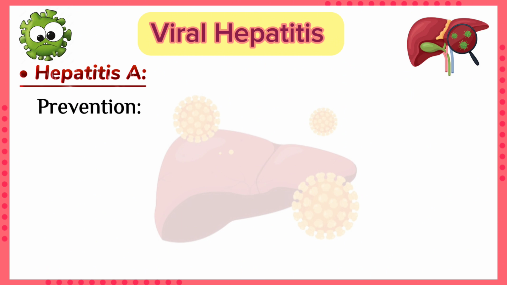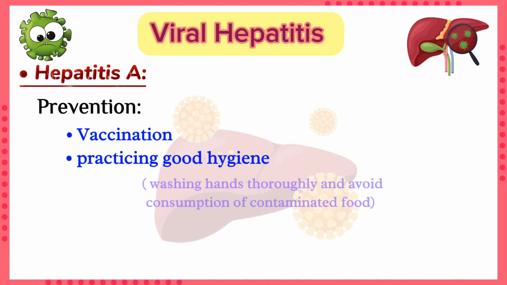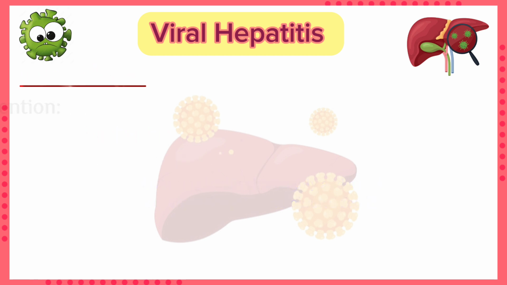Prevention. The best way to prevent hepatitis A is through vaccination. Additionally, practicing good hygiene such as washing hands thoroughly and avoiding the consumption of contaminated food or water can help reduce the risk of hepatitis A transmission.